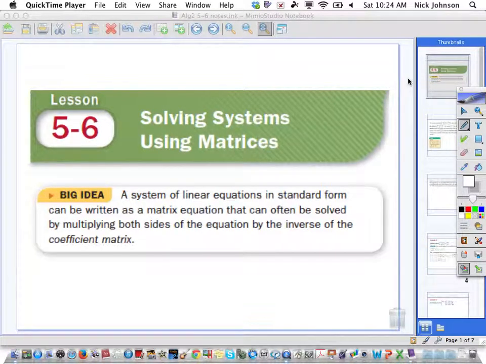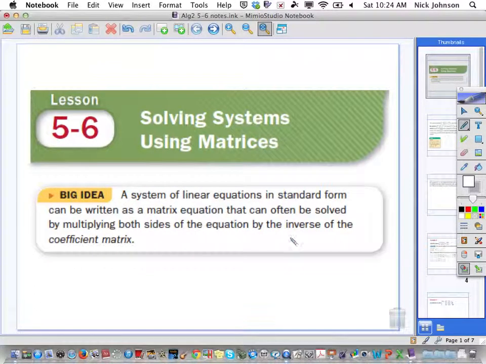Lesson 5-6, Solving Systems Using Matrices. Big idea. A system of linear equations in standard form can be written as a matrix equation that can often be solved by multiplying both sides of the equation by the inverse of the coefficient matrix. So that's important. You're going to multiply both sides of the equation by the inverse of the coefficient matrix. Okay?